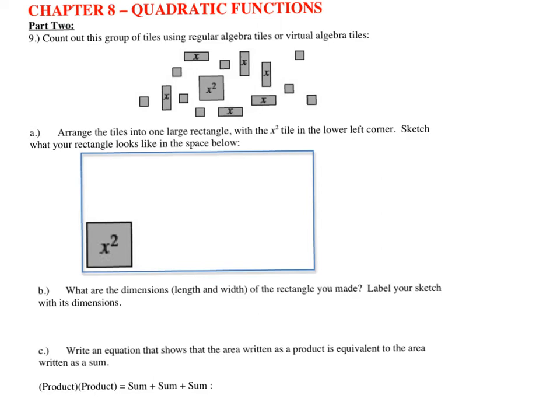Chapter 8, Part 2. In this section, we're going to take a look at how we can organize algebra tiles into perfect rectangles and then factor out their dimensions. So we're going to be going the opposite of how we went a couple of chapters ago when they gave us the outside of the rectangle and we multiplied to find the insides.